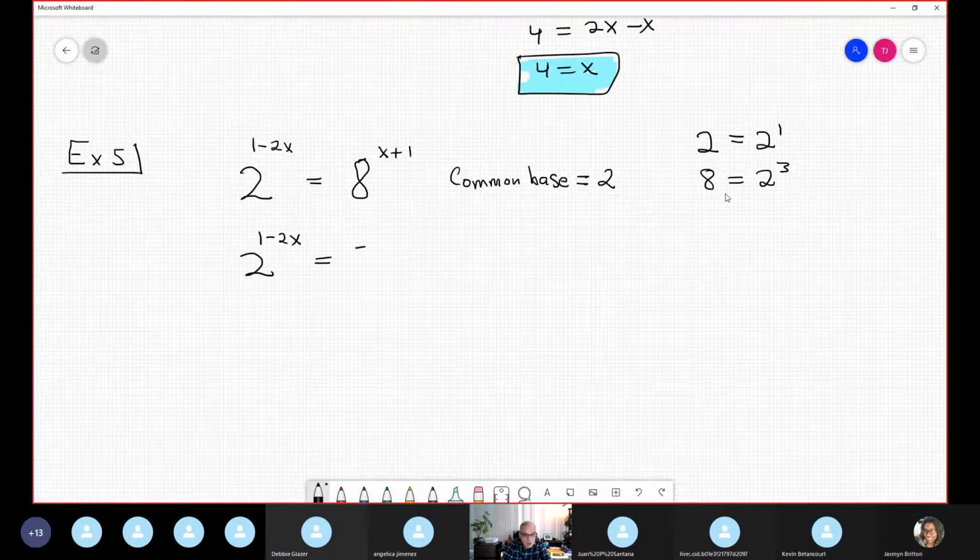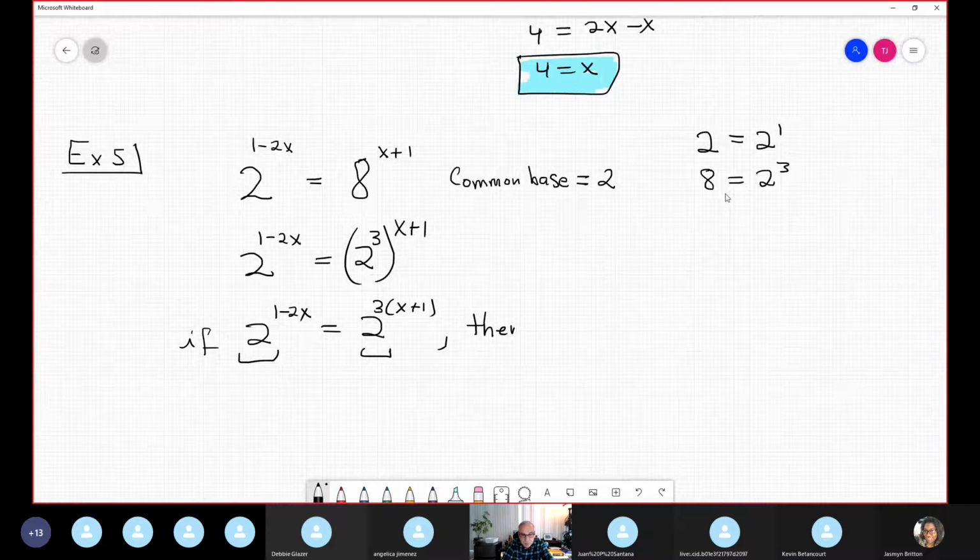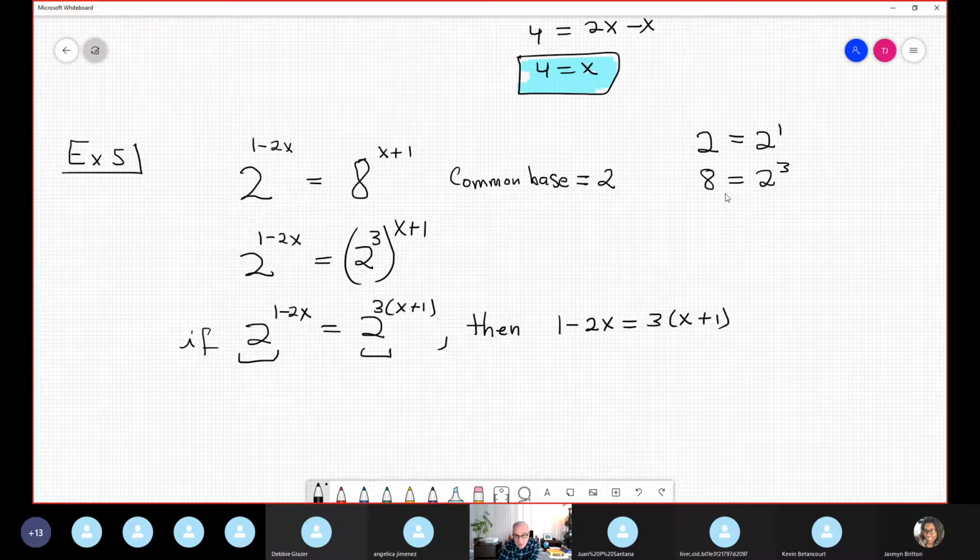But this, no. This I change to 2 cubed raised to the x plus 1. Now apply the rule of the exponent, multiplication. This is 3 times x plus 1. Now, if two exponential functions have the same base, I remove the base. The base is deleted mentally. I just copy the exponent. Now we transform it magically: my complicated exponential equation into one linear equation, exactly the same as we do in intermediate algebra.